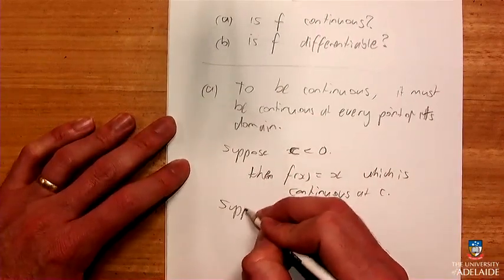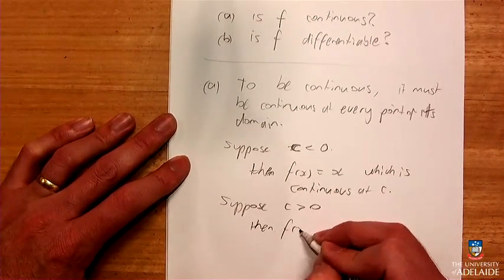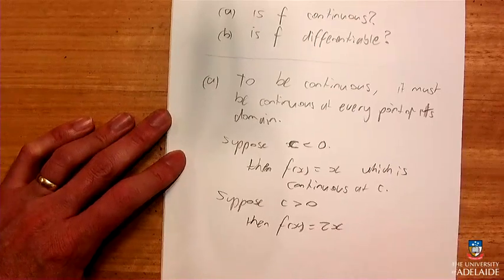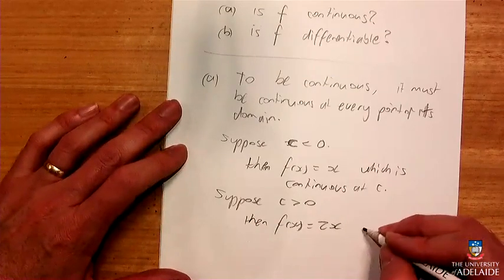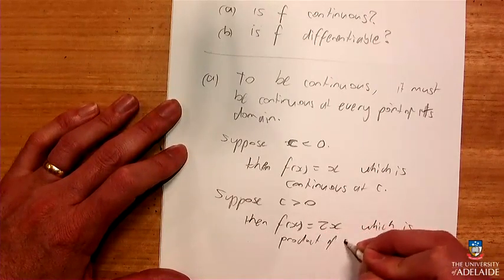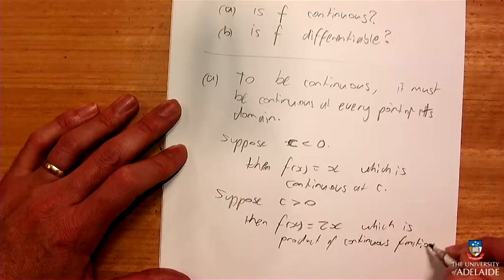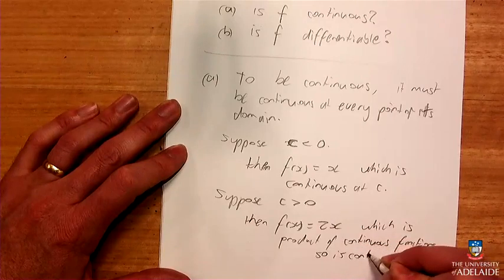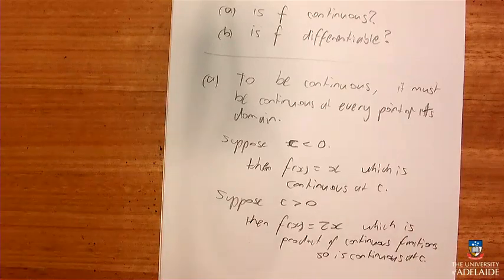And now we suppose c is greater than 0, then f of x is 2x, which is the product of two continuous functions, because a constant is automatically continuous because it's constant. And so it is continuous. So the question is, what about when c is 0? And that's what you're wondering about.